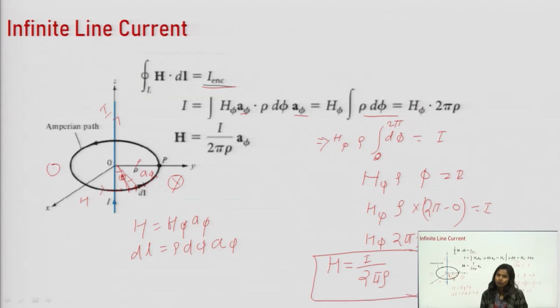Direction we already found with the help of the right hand rule, and we have seen that the direction is a phi. So this is the h.